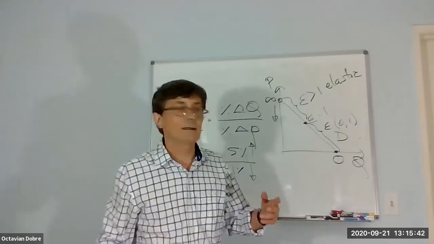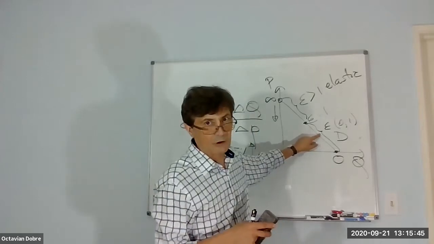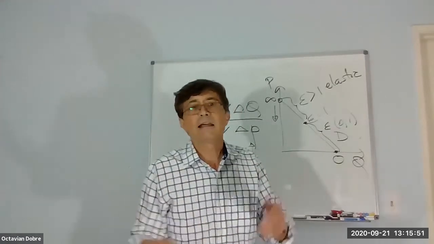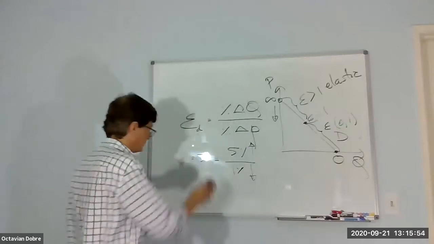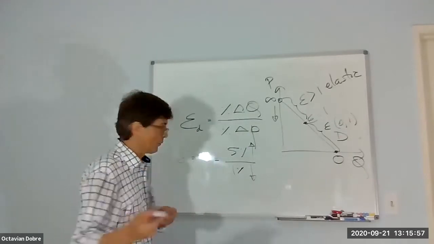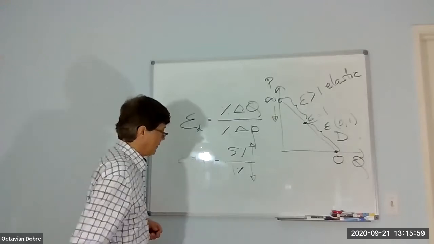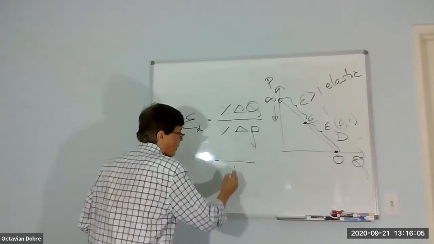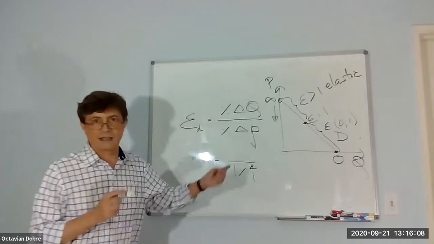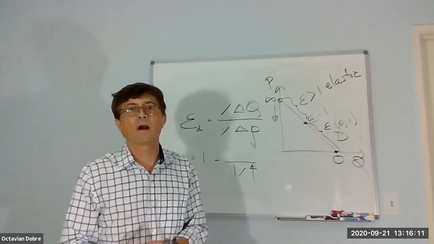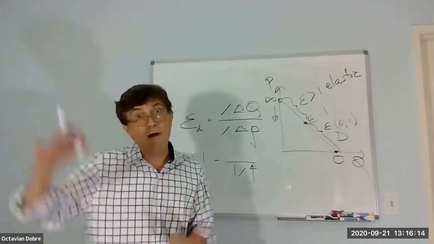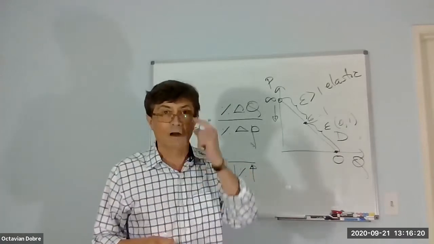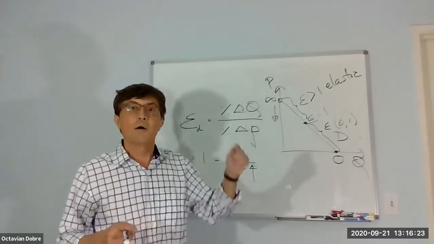Now, let's take a look at when we are at the point on the demand curve where the value for elasticity is less than 1. Let's say it's 0.1. 0.1 is certainly between 0 and 1. Well, let's see what happens. If I increase the price 1%, I jack it up 1%. Well, price goes up, quantity demanded goes down. But since the elasticity is equal to 0.1, I know exactly how much quantity demanded will go down. It will go down exactly 0.1%.